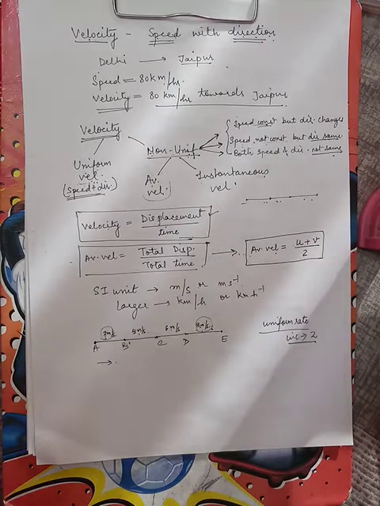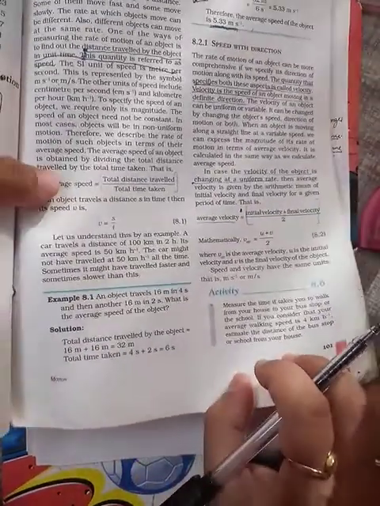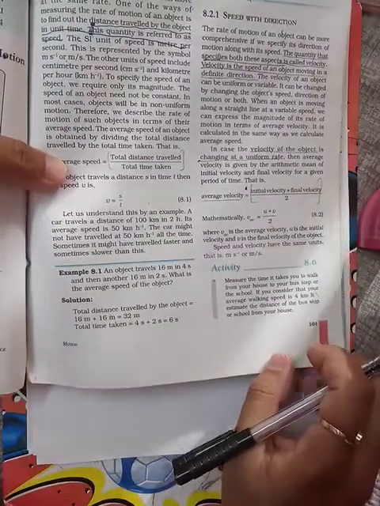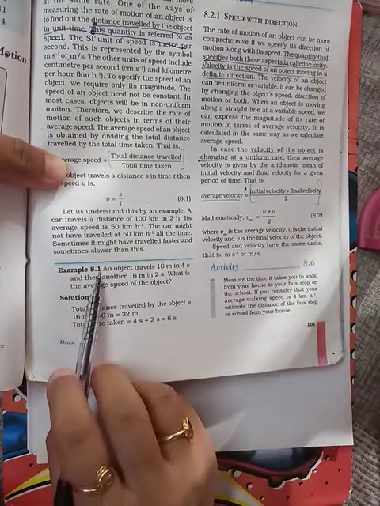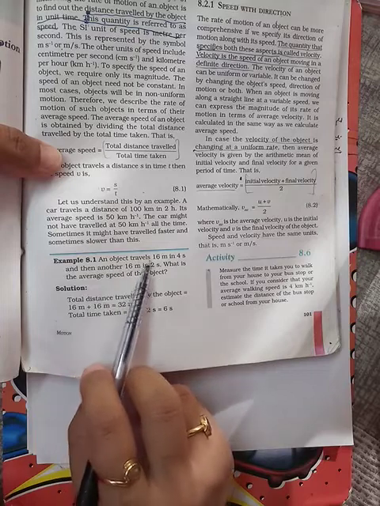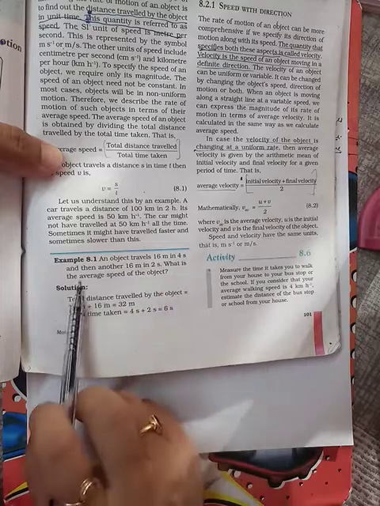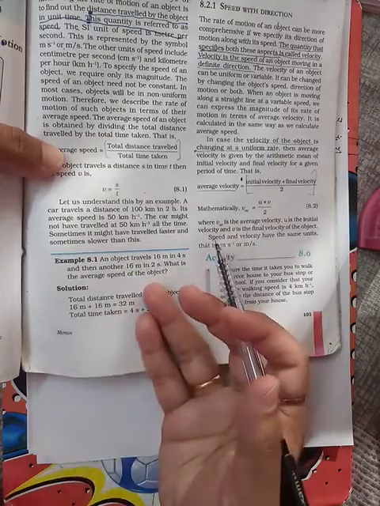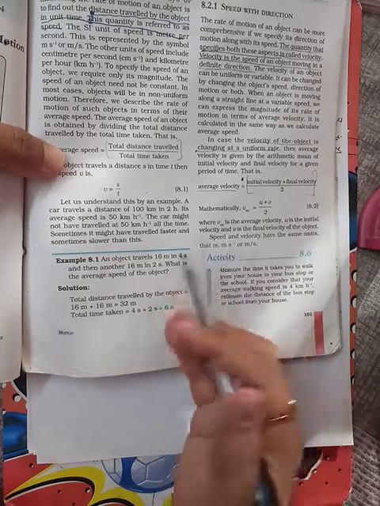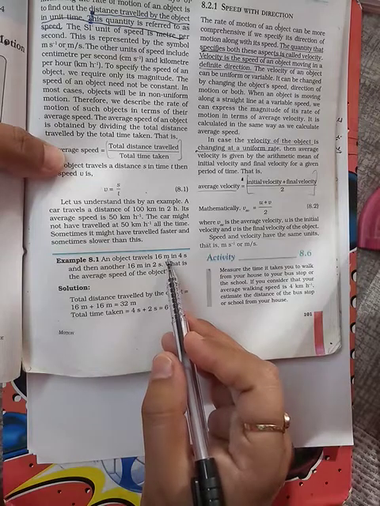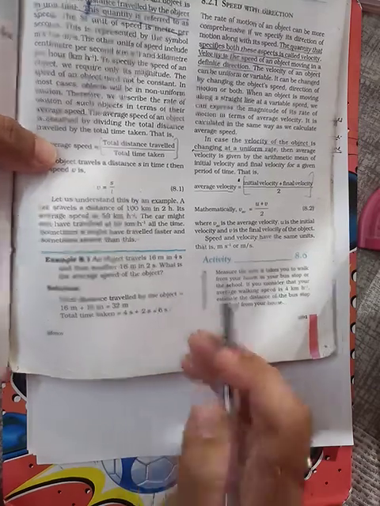So let's see some of the examples given in your NCERT book. This is your NCERT book, page number 101. We can have this example 8.1, we should understand this. An object travels 16 meter in 4 seconds and then another 16 meter in 2 seconds. What is the average speed of the object? We know the formula for average speed is total distance divided by total time. So what will be the total distance? 16 meter and then another 16 meter, that means 16 plus 16 is 32, right?